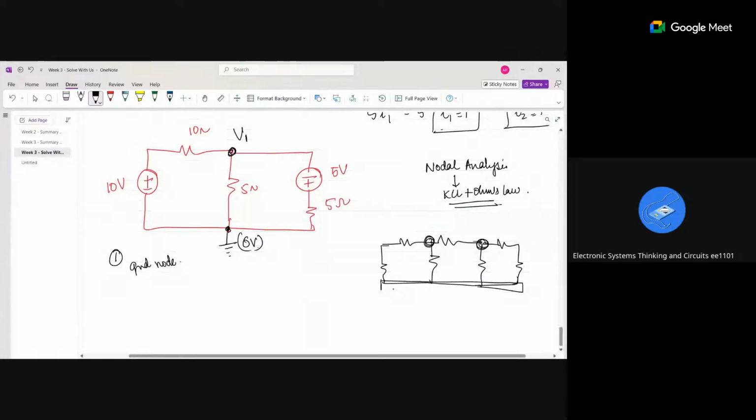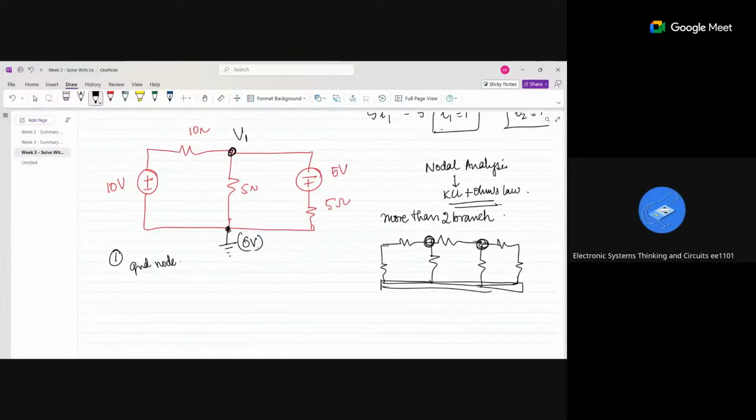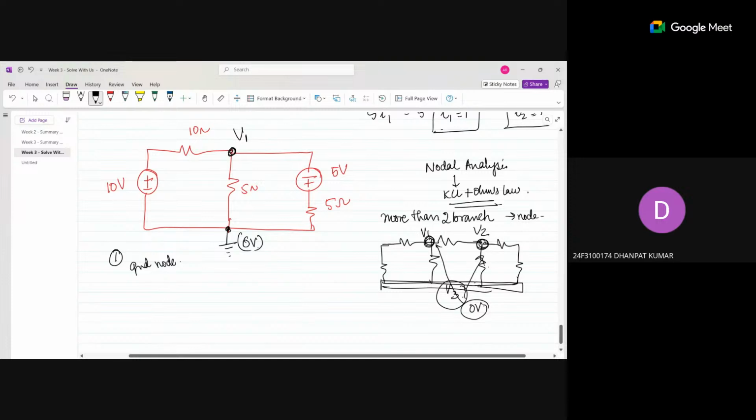Then this is one node. More than 2 branches, I'll call it a node. So here I see V1, V2, V3. Basically there are 3 nodes here. Then I will make one node 0 volts, so that with respect to this I will find V1. Then if we draw one more branch connected to V3, like parallel to V3, your circuit will become like this.